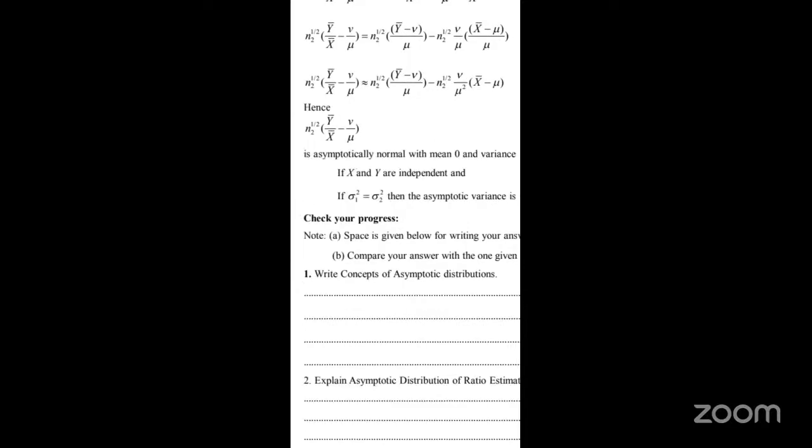Here you need to write the asymptotic distribution definition. This you need to write, the first part of the notes. This you need to write. And the next one is ratio estimators. So what are ratio estimators now?